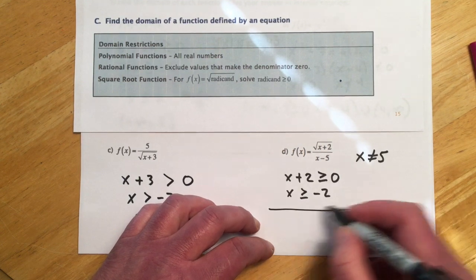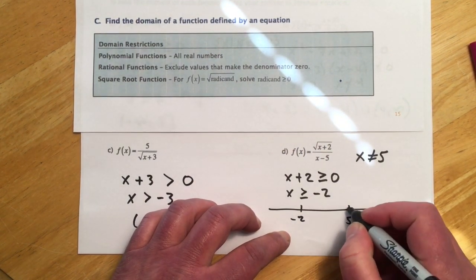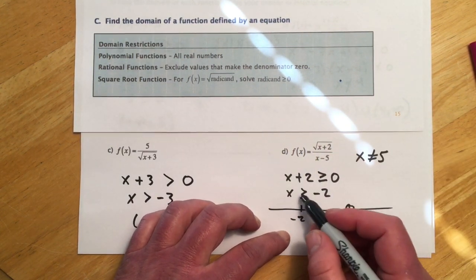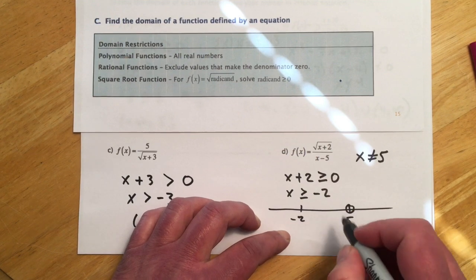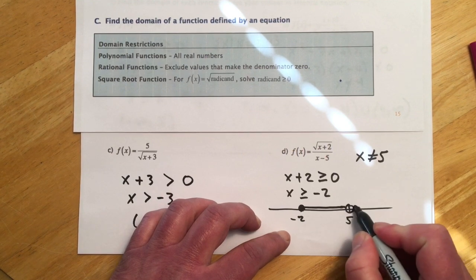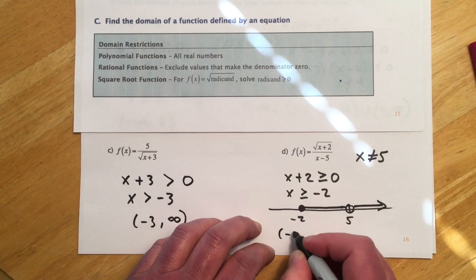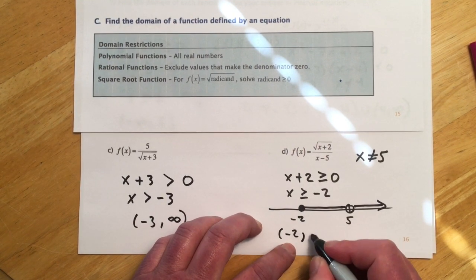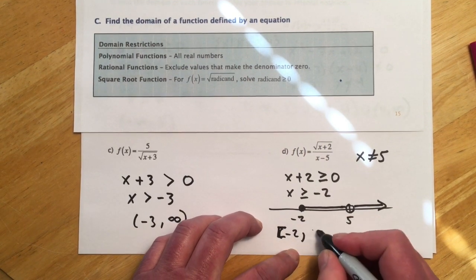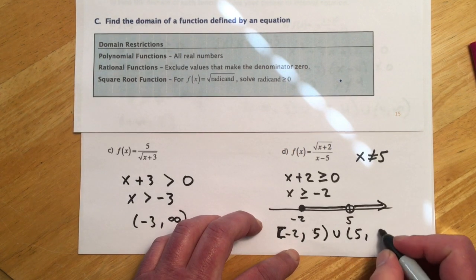So let me just do a quick little sketch to help orient our brain. So here's 5. I got to exclude 5 because that would give me division by 0, and I want all the stuff that's greater than or equal to negative 2 except the 5. So it'll be a solid dot going that way up to the 5 and then to infinity. So that looks like negative 2, bracket, sorry, negative 2 and then up to the 5, parenthesis, union, parenthesis, 5, up to infinity.